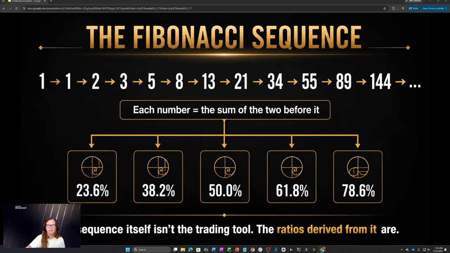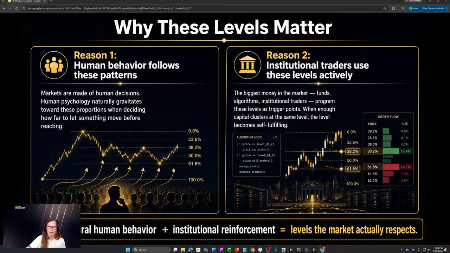And what Fibonacci discovered, and what mathematicians since have confirmed repeatedly, is that the ratios derived from this sequence appear constantly in nature. The growth of a nautilus shell, the spiral of a galaxy, the branching of trees, the proportions of the human body. The ratio of 61.8%, which comes from dividing any number in the sequence by the one that follows it, is called the golden ratio, and it shows up everywhere.